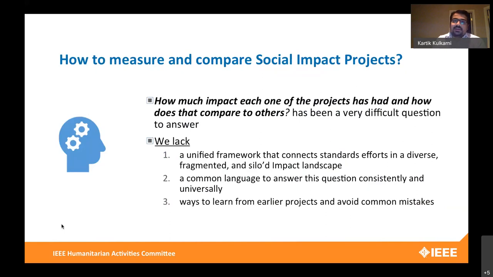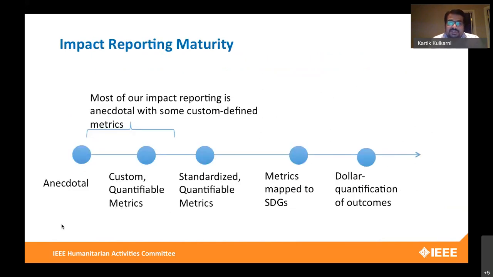So if you look at our impact reporting maturity, you all might have submitted reports about whatever it is, about activities, about this conference, about any social impact project. When you write a report, what I have observed is that our reporting is mostly focused on anecdotal evidence, you know, sharing stories that because of whatever we did, one person accomplished something, right? Anecdotes are important, but that cannot be measurement. We rarely use custom defined metrics that try to quantify the impact to some extent, but that's still a minority of the projects.